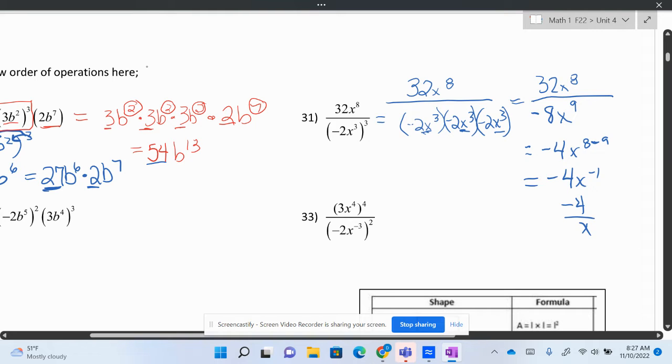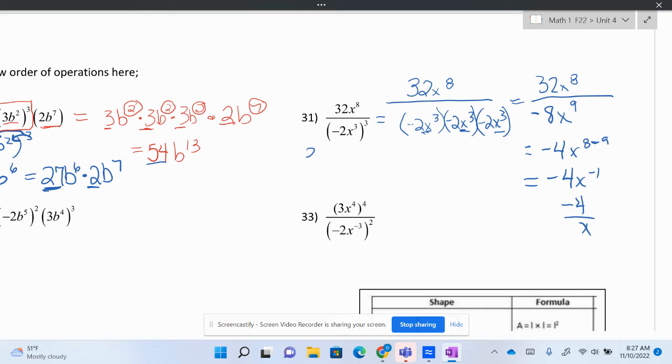I'm going to show you the other way using the power rule. So 32x to the 8th over negative 2 to the power of 3, and then x to the power of 3 times 3 is 9. So here's another thing that you can think about. When we first learned about exponents, if the number on the top is smaller than the number at the bottom, you're going to end up with an exponent, like a variable on the bottom, right?